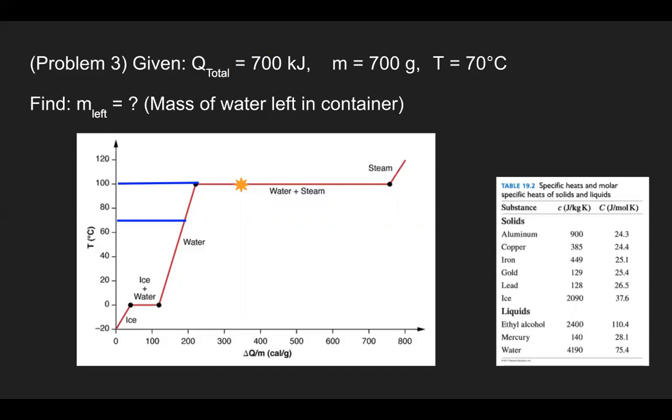So if we look at the graph below, we can see that I put a blue line at 70 degrees Celsius to show where it starts, and then there's one above it, which is at 100 degrees Celsius, which is where it begins to be converted into steam or vapor. As you can see here, I also put a star showing that if you look at the line across from it, there's going to be some water plus some steam, but we don't know the amount of each. So we have to determine what the actual amount of water left inside the container is. So how can we do that?